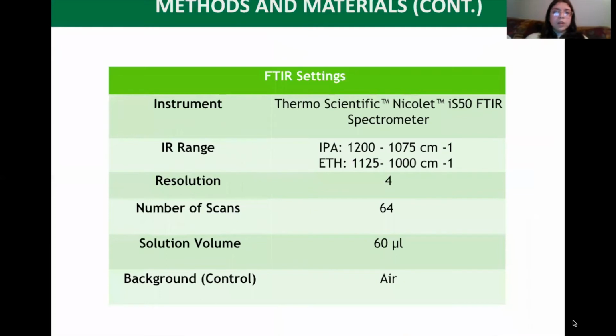For the FTIR settings, we used 2 different infrared ranges for the IPA and ethanol. We took 64 scans to ensure the accuracy of the alcohol content measurements. For each sample of alcohol, we measured 60 microliters. The atmosphere air served as our control variable.